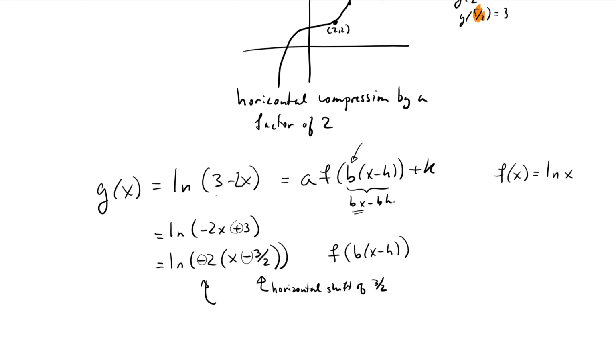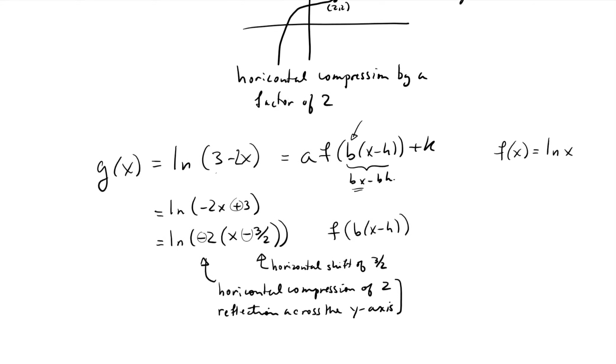Okay, this guy does two things. There's the 2 and there's the minus. So this is where what we did before comes into play. The 2 is responsible for a horizontal compression by a factor of 2, and the minus sign is responsible for a reflection across the y-axis. Now, which comes first? These two go together, but do we do the shift first or the compression first?